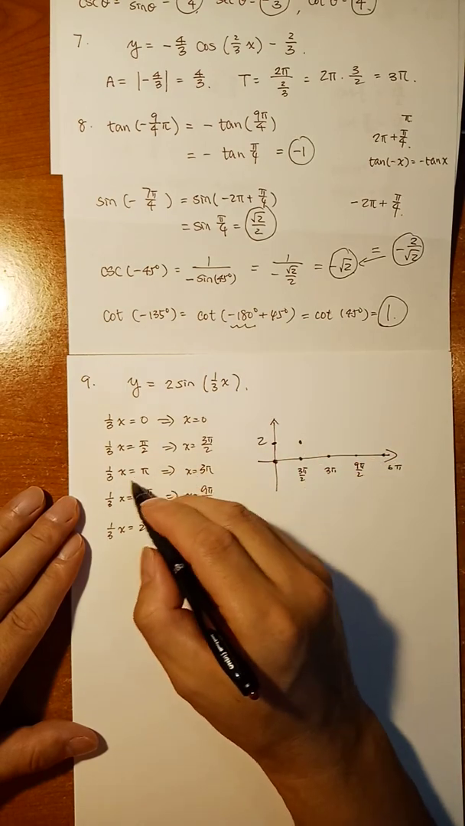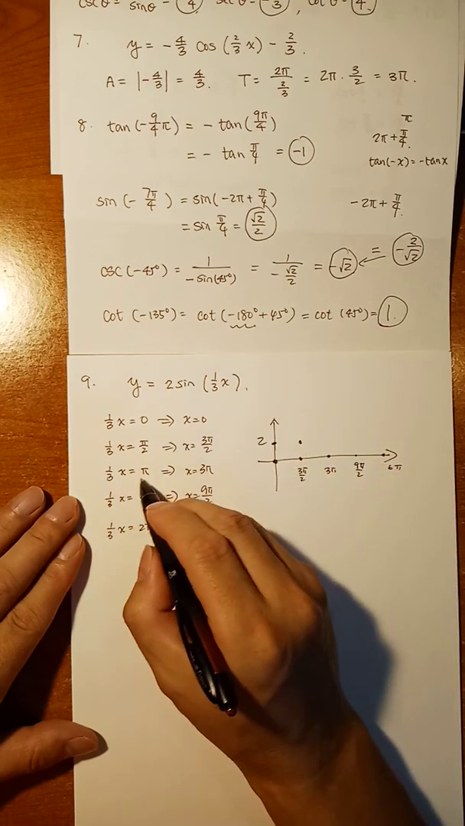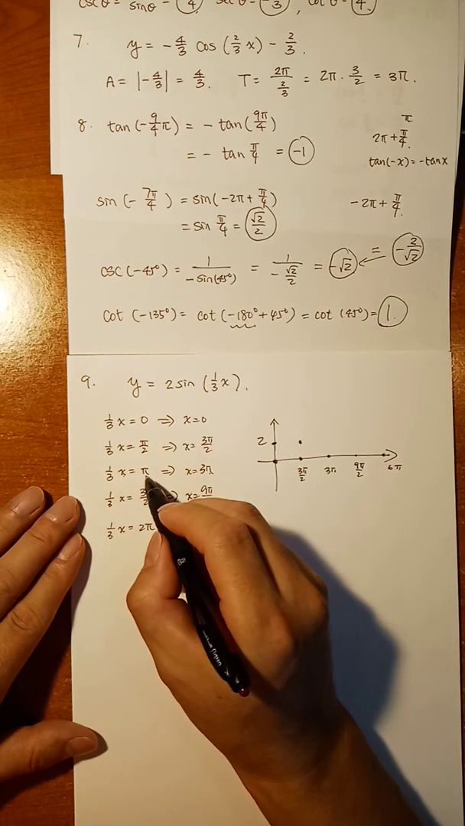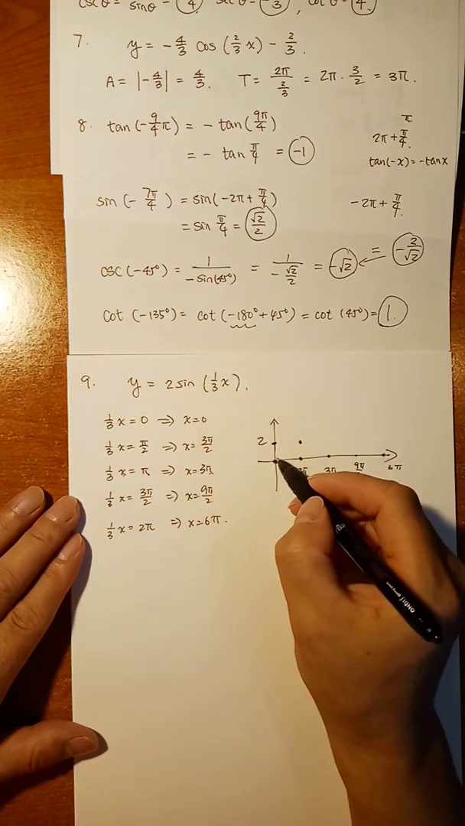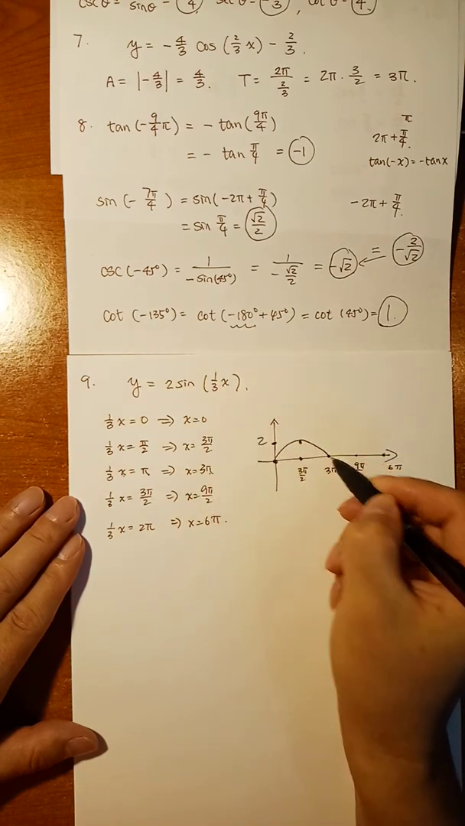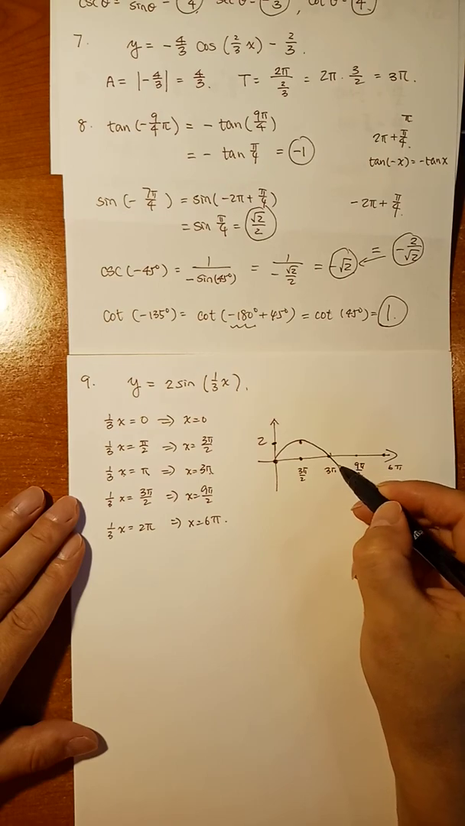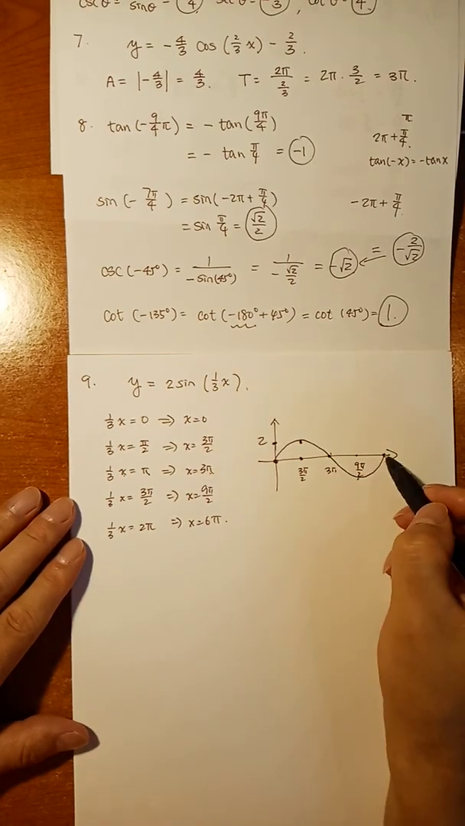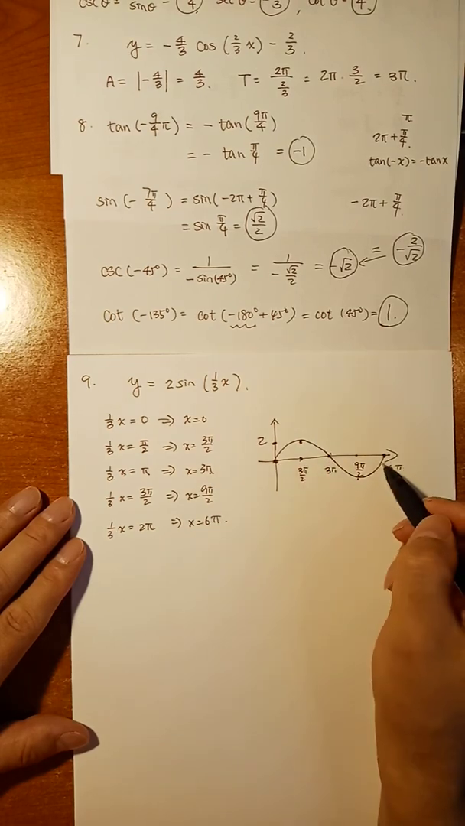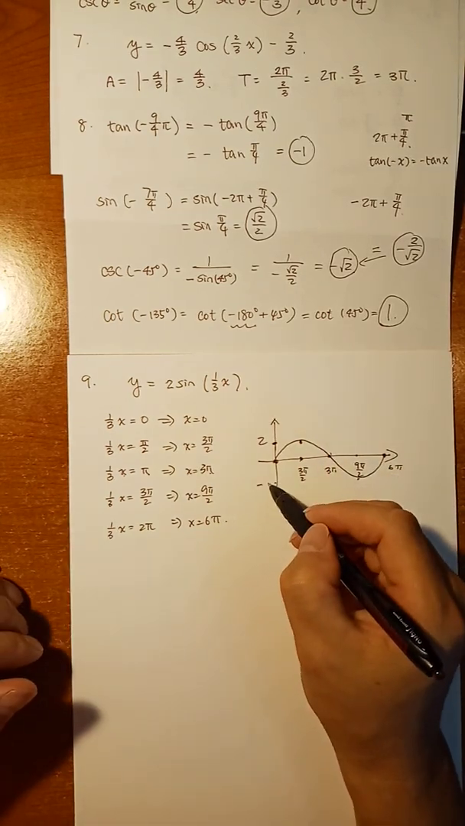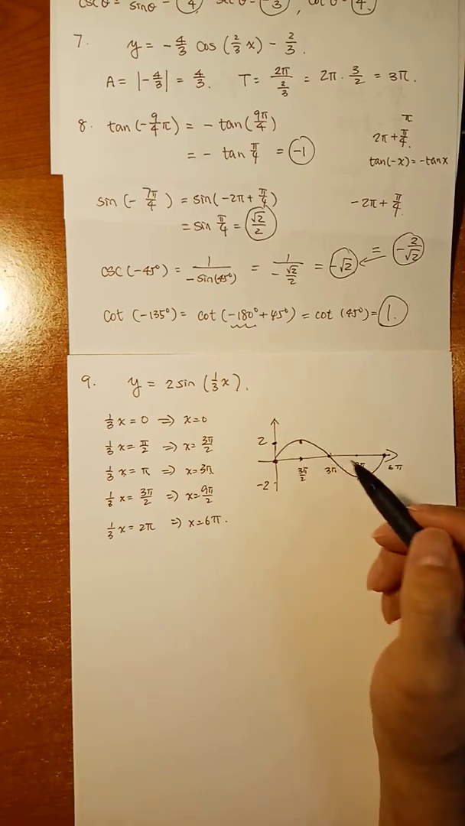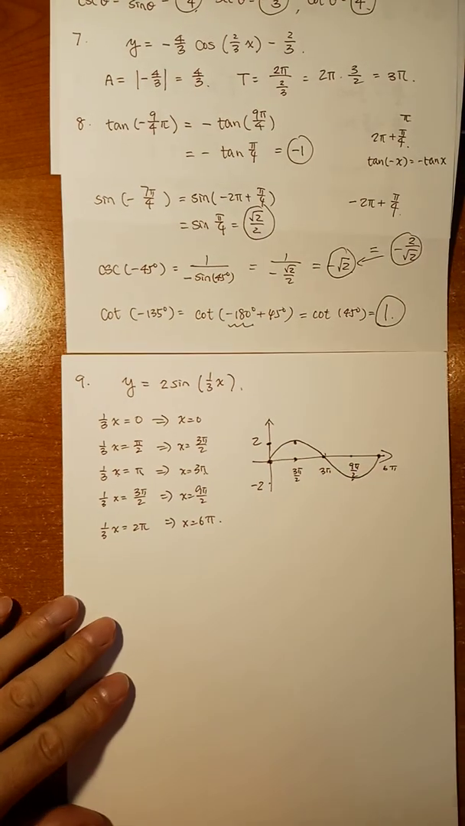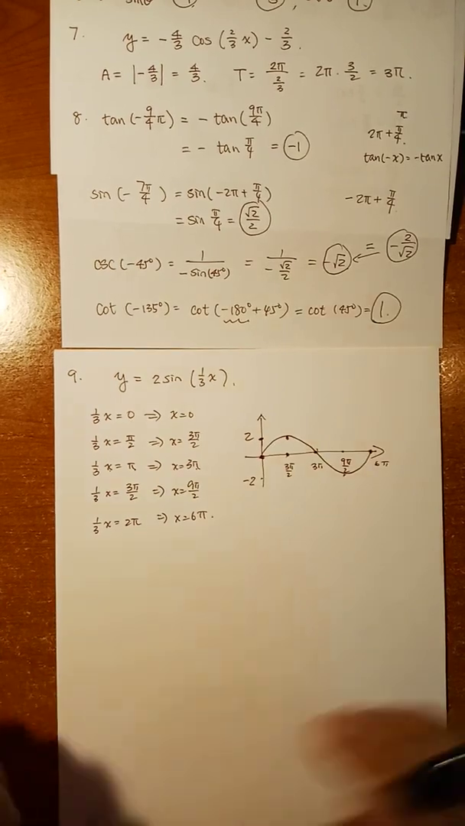At 3 pi, you will get 0. When x is 3 pi, 1/3 of x is pi, and sine pi is 0. So if you sketch it, it will be like this. You should label those 5 key points. This is negative 2, and also plus or minus 2. Right? So that is the discussion.